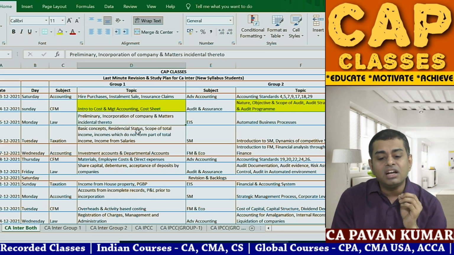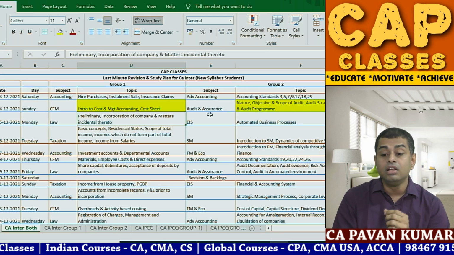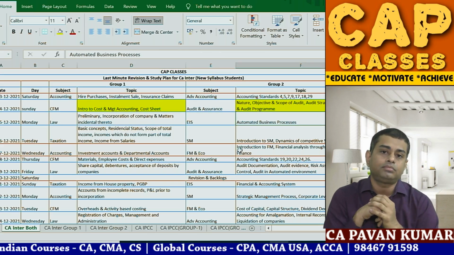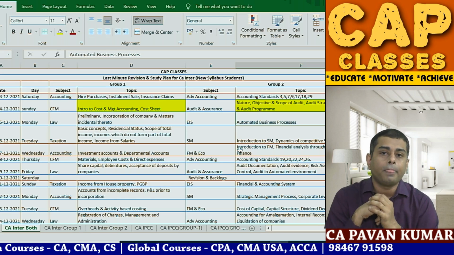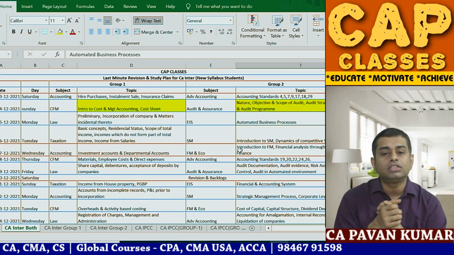And law, if you see the next day, that is 15th December, as an example I am showing you here: preliminary aspects and incorporation of company and matters incidental thereto. How simple this is in company law. Here EIS, automated business processing, which is just one chapter. You understand? So for this give 4 hours, for that give 4 hours.